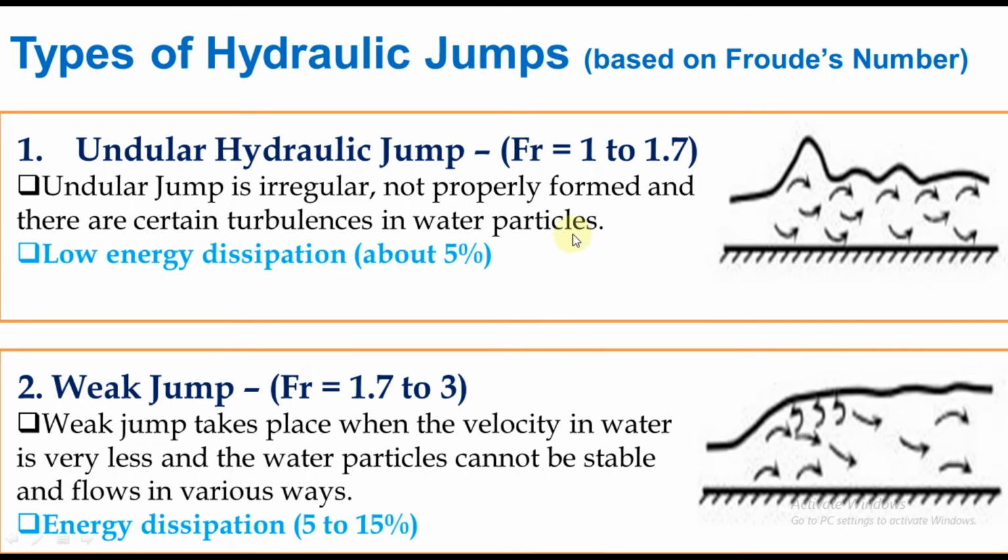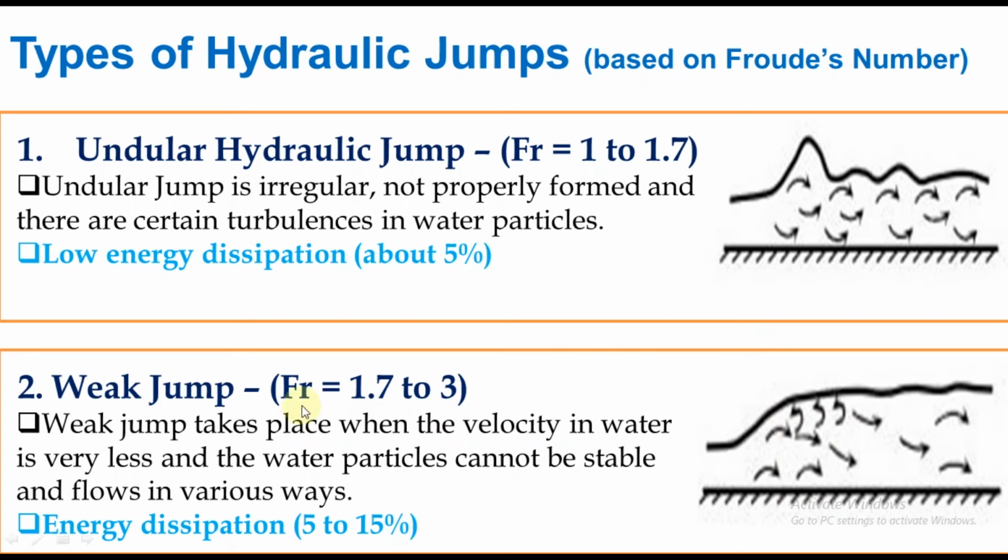This is slightly larger than the undular jump, but still it is weak because the velocity is very low. It may not create any reverse flow, though it may create instability in the flow, which may create turbulence in the flow, but the velocity is not high enough to create reverse flow. So this is again a small jump, and that's why it is known as a weak jump.